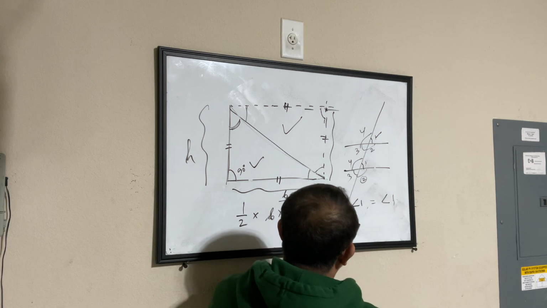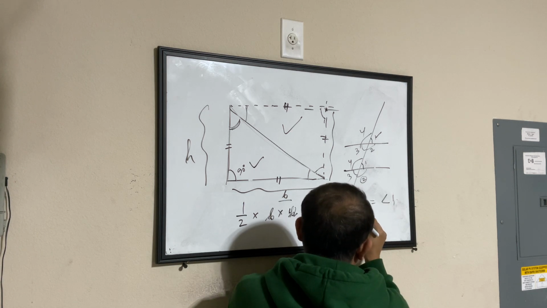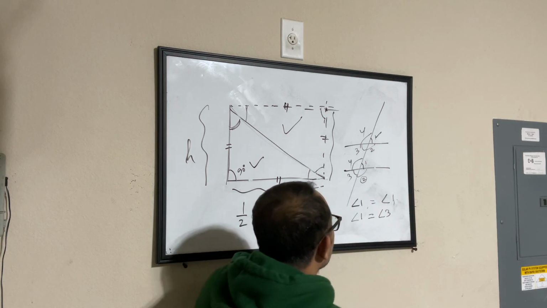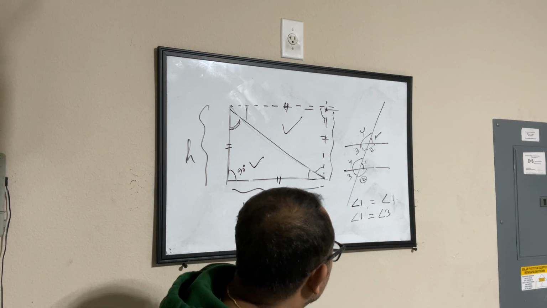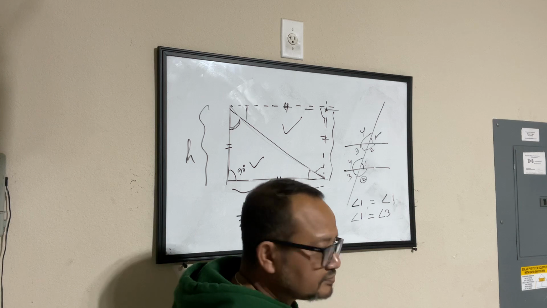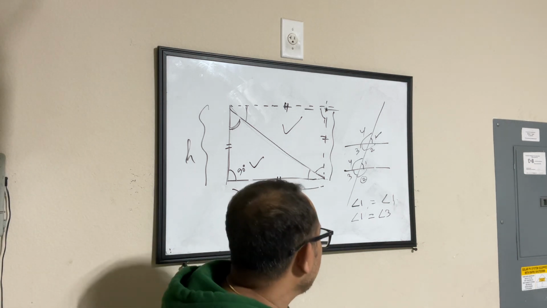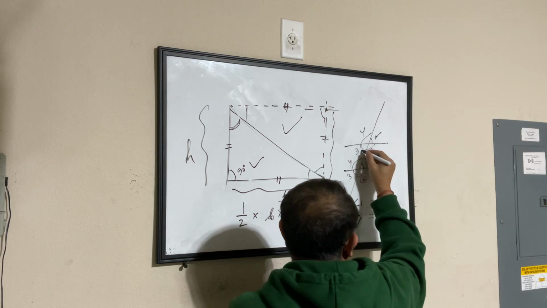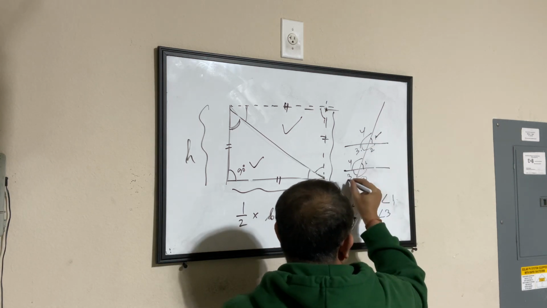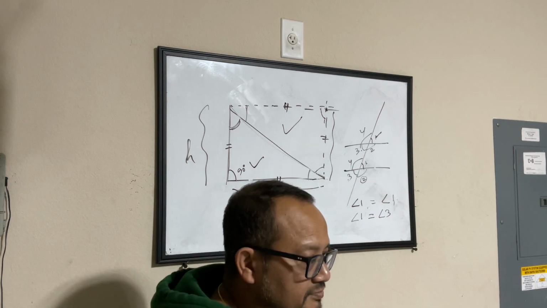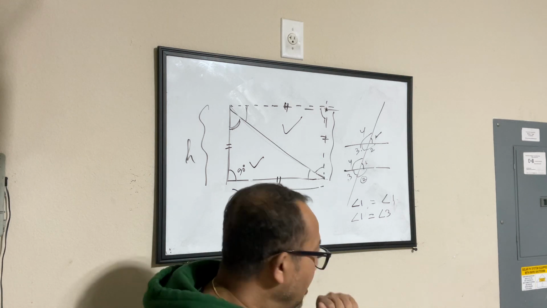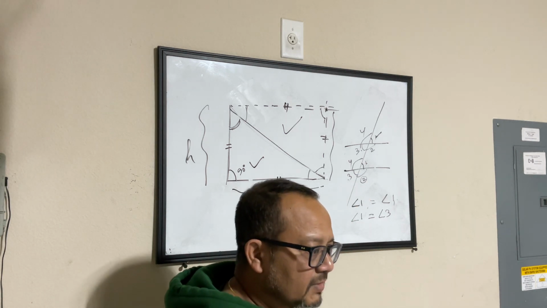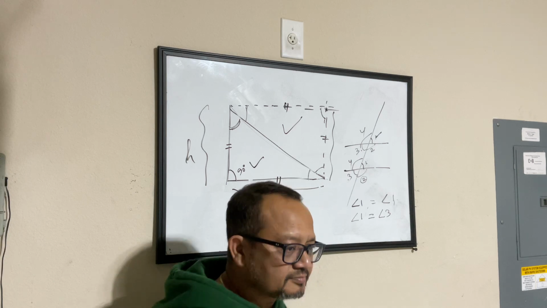Now I want to give you guys a surprise and say angle 1 is also equal to angle 3. Would you believe that? Angle 1 is equal to angle 3. So here you have angle 1, here you have angle 3. Here you have angle 1, here you have angle 3. I am saying they are the same. Would you believe that?